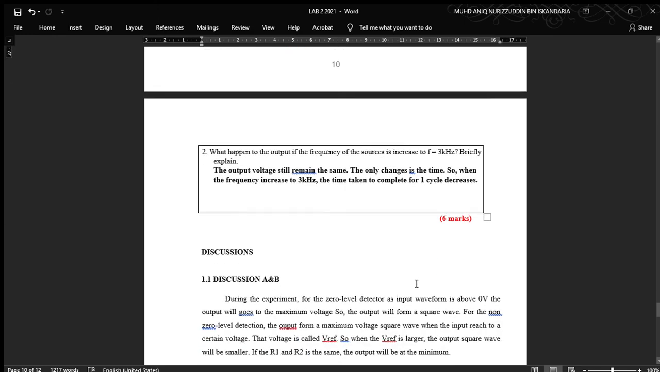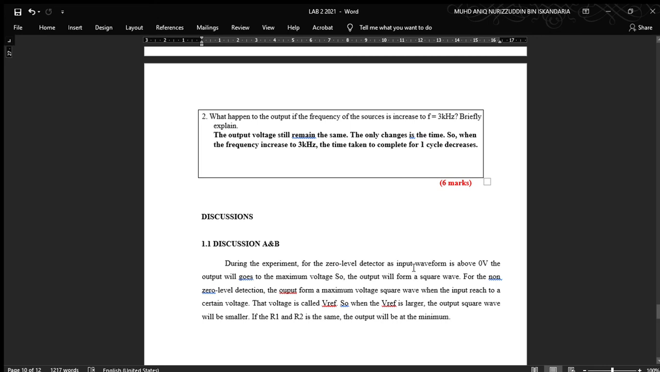For discussion A and B, during the experiment for the zero level detector, when the input waveform is above 0 volt, the output will go to maximum voltage. So the output will form a square wave. For the non-zero level detection, the output forms a maximum voltage square wave when the input reaches a certain voltage. The voltage is called V reference. When the V reference is larger, the output square wave will be smaller.